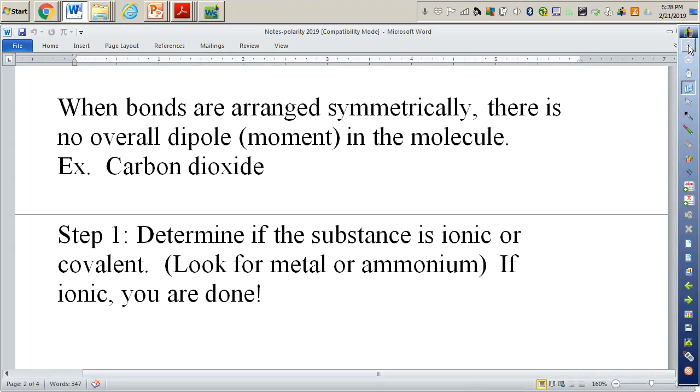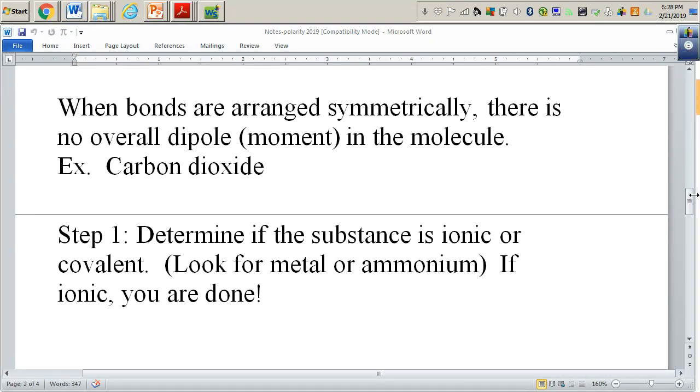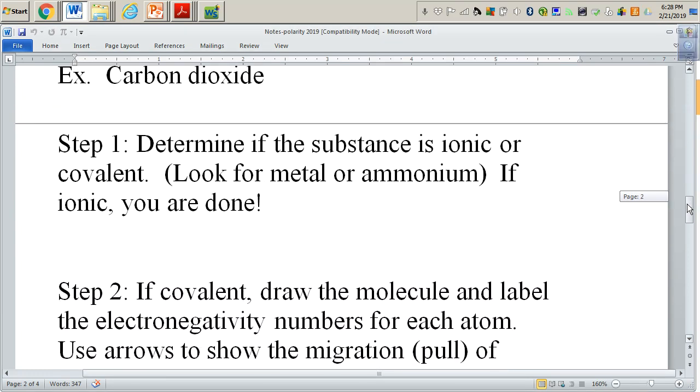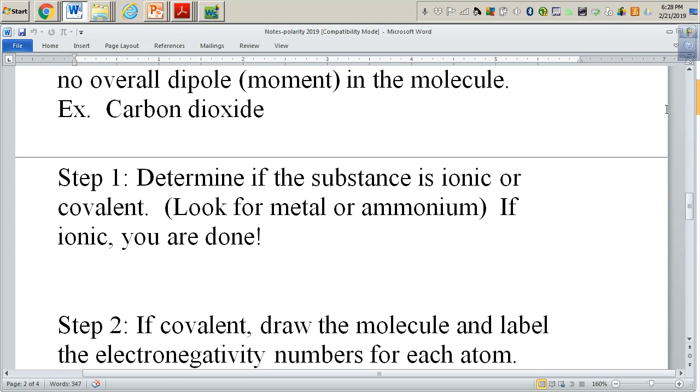Okay, now that we've looked at water and we've determined that it is a polar molecule with polar bonds, I'm going to walk you step by step with carbon dioxide, CO2.